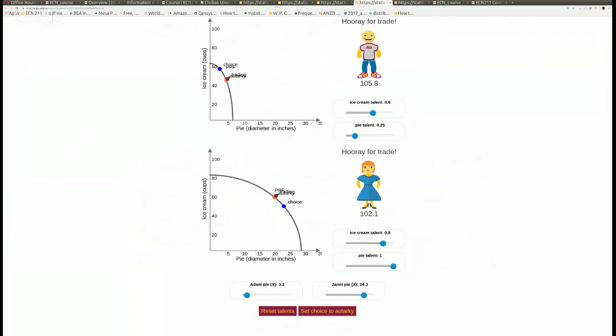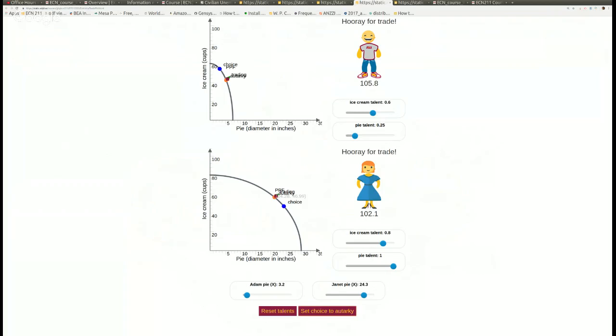I am not talking about where these people are, who's better or not. You see, in this case, Janet is better at everything. But still, Adam should specialize a little in producing ice cream, and Janet specializes a little more in producing pies, even though she's better at everything.